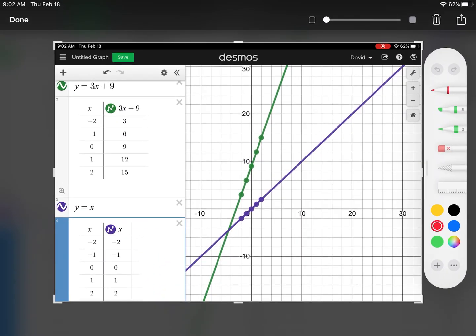And this might not work every single time, but it's worth looking at. So I don't see this down here. I don't see this one down here. Nope.